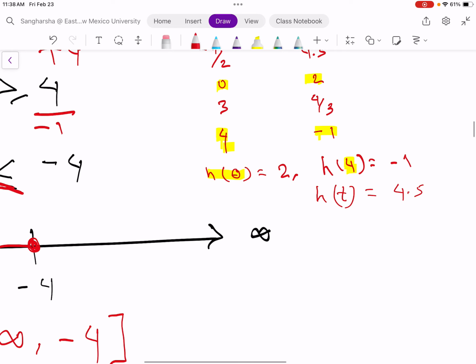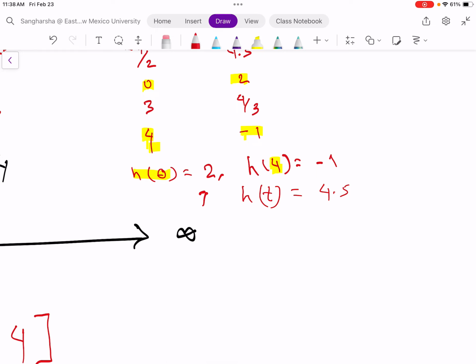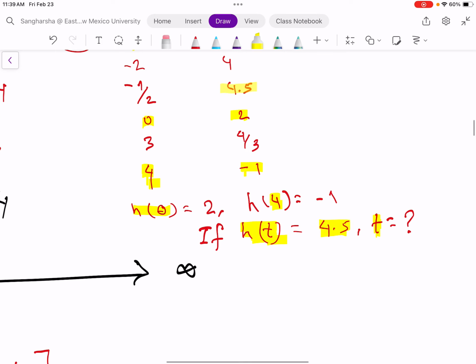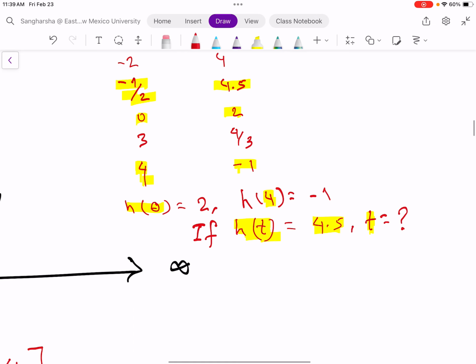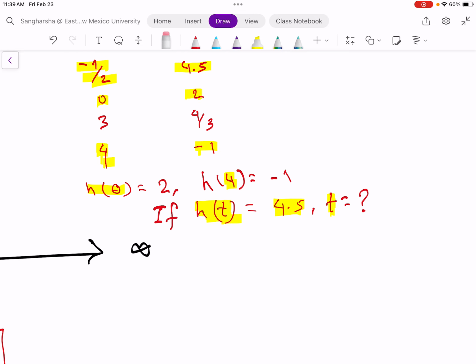Now, for what T value is your output 4.5? If H of T is 4.5, what is T equal to? Here, are we asked to find the input or output? We are asked to find the input, right? We are asked to find T. T is the input. If you are asked to find the input, you must be given an output, and the output is 4.5. So when the output is 4.5, our input is -1/2. So T is -1/2.